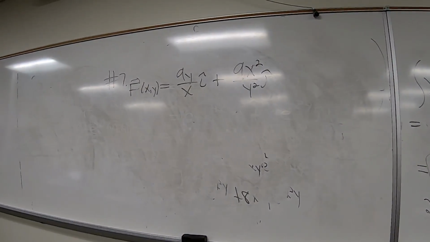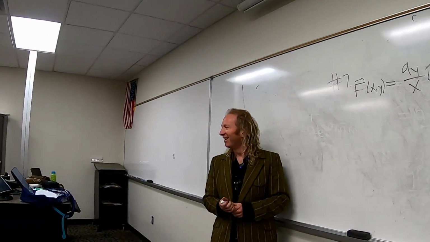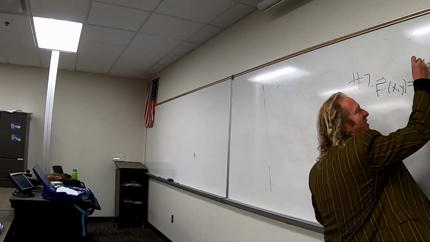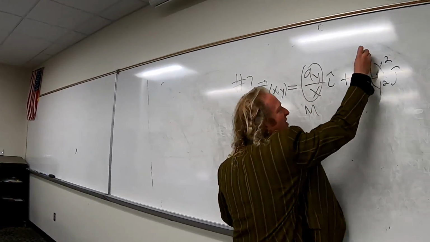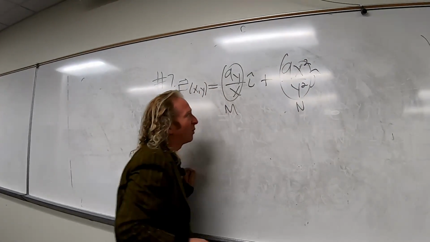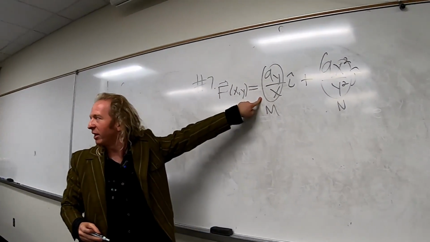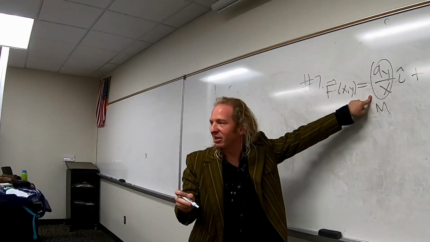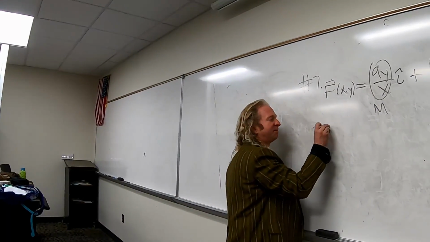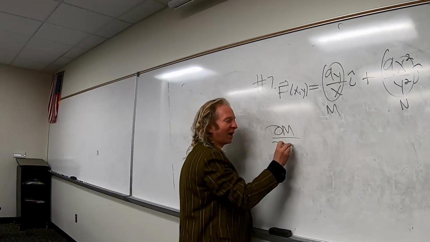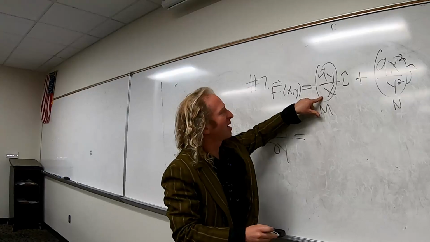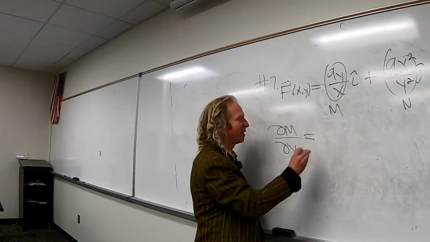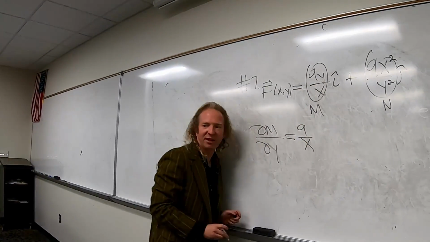I'm going to cheat and look at the answer. So, all right, let's do it. So this is m, and this is n. So here we have to compute del m, del y. So 9 over x is a constant, the derivative of y is 1, so we just get 9 over x. I think I did that right.